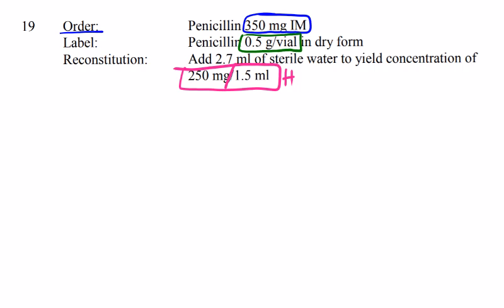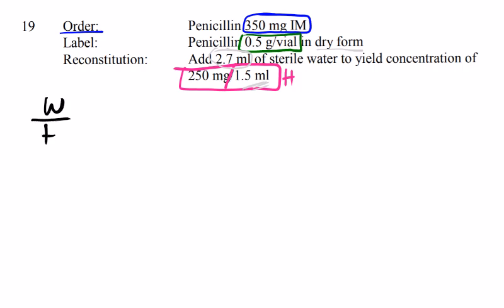So we can even start now trying to guess. If 2.7 mils is what we add of water, this volume will increase when we add 2.7 mils to the dry form of the drug. The whole thing increases a bit in volume. So we can guess maybe 3 mils. 2.7 is really close to 3. But how do we prove that 3 mils?